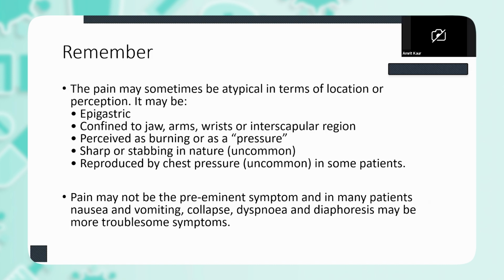The pain can be atypical in the sense it can be in the epigastric. We've seen it can be in the jaw, arms, even in your wrists and interscapular region, in your back region. It could be perceived as a burning pain or a pressure pain. Very rarely, it is a sharp or a stabbing pain in nature as we normally think. And then, of course, there are other manifestations, including nausea and vomiting.